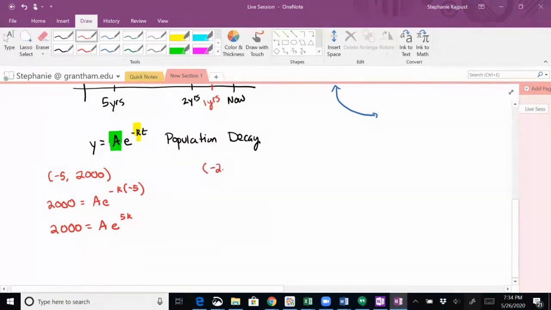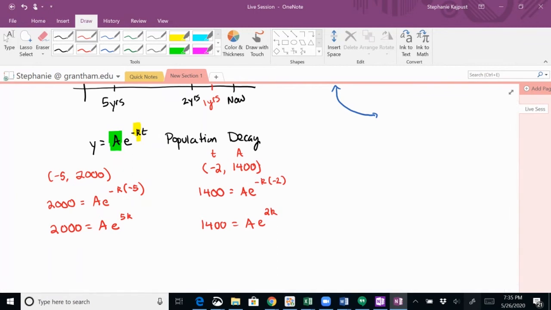The other ordered pair we had was -2, 1400. So I'm going to do the same thing. So this is our T, this is our A. So we're going to have 1400 equals A, E to the -K times -2, which gives us 1400 equals A, E to the 2K. So we have two equations here. And there's a little trick that you can do for solving these.